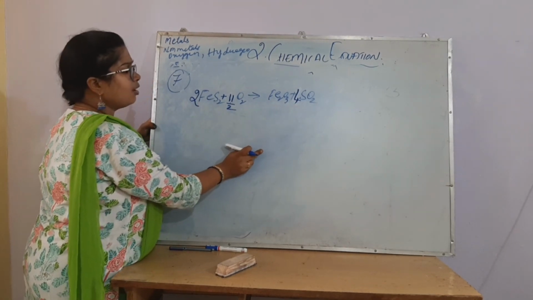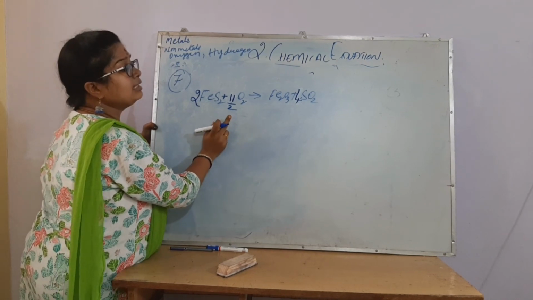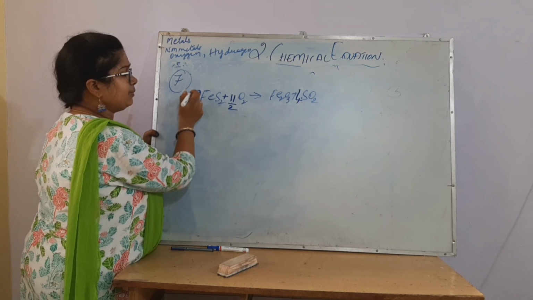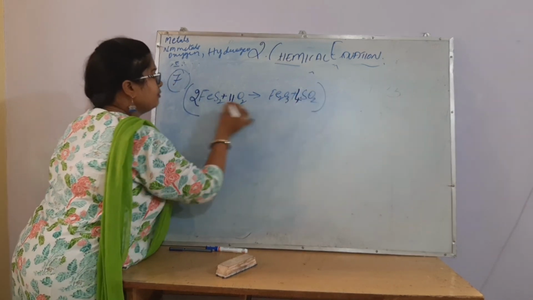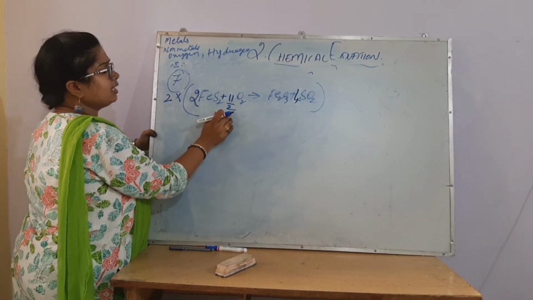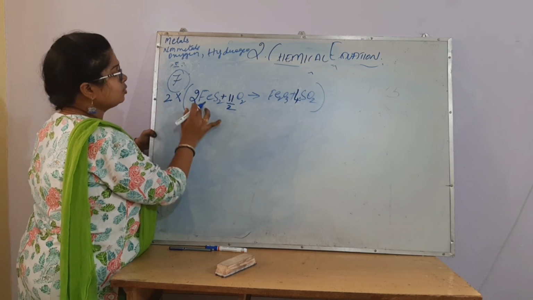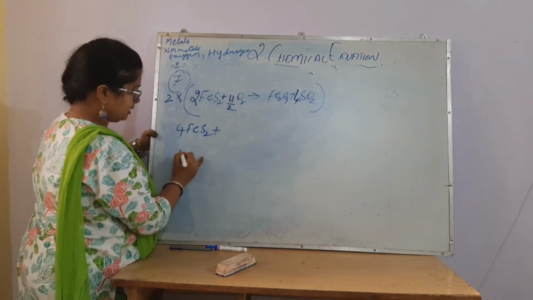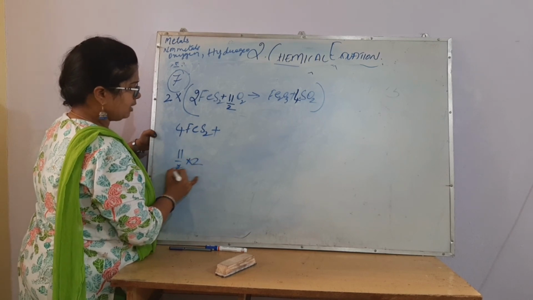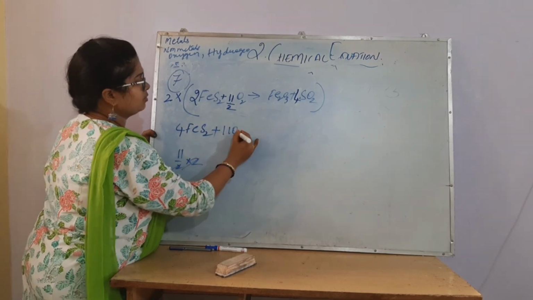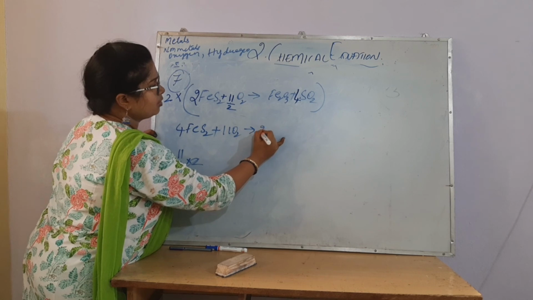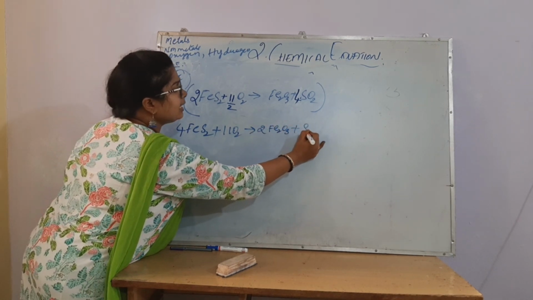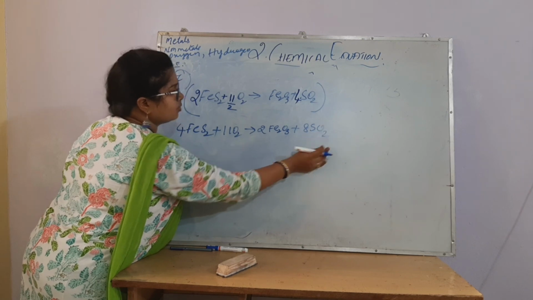4 done. Oxygen. Okay, this is in the fraction form, isn't it? In the oxygen, I can't count like this. Again, multiply this whole one by 2, so that I should not get this fraction. 2 2s are 4, plus 11 by 2 into 2, cancel. 11 over 2 gives rise to 2 Fe2O3 plus 8 SO2.